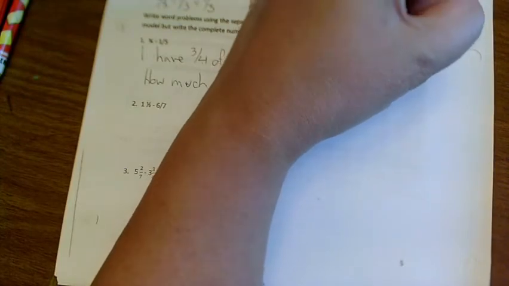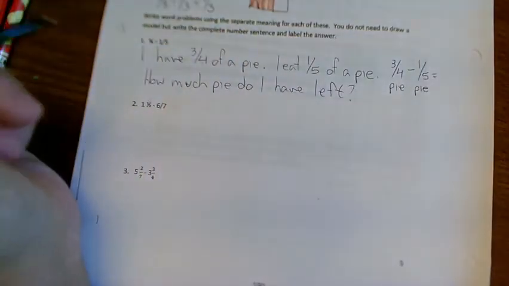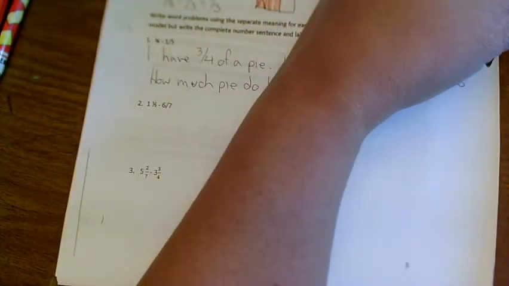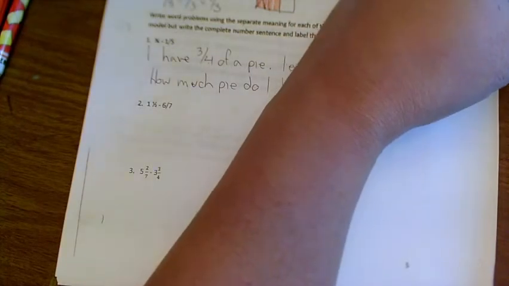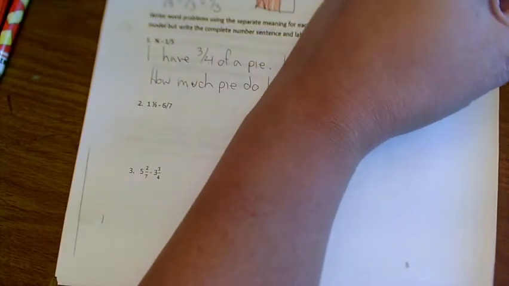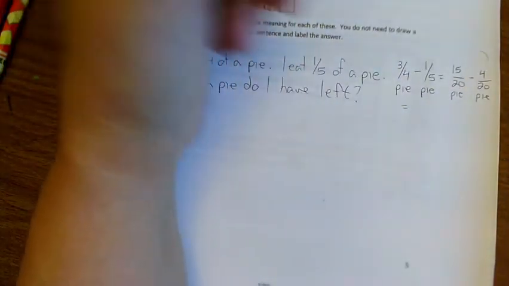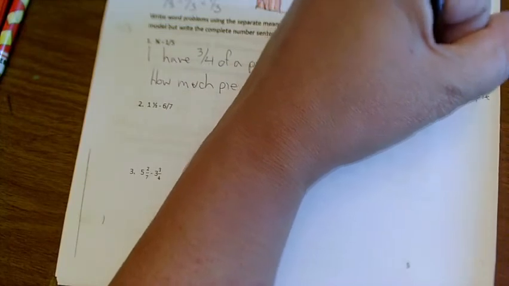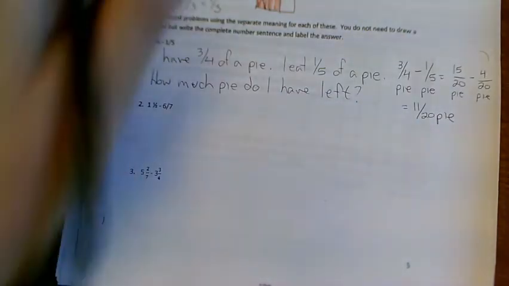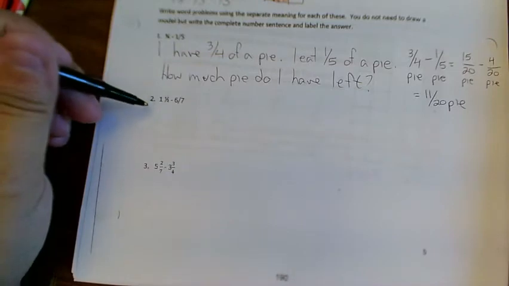So we have 3/4 of a pie minus 1/5 of a pie. So if we had same size pieces, we would have 20ths. So that would be 15 20ths taking away 4 20ths. So our answer would be 4 pieces from 15 pieces would be 11 pieces. So 11 20ths should be the answer for that one. Okay, so back to number 2.